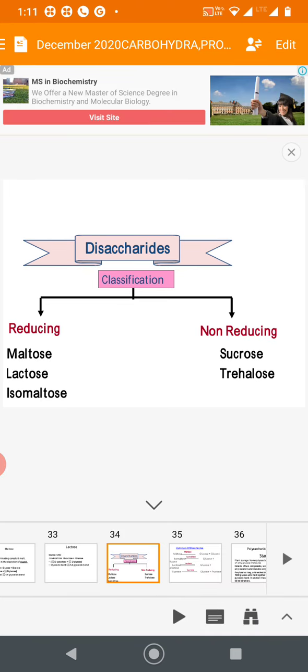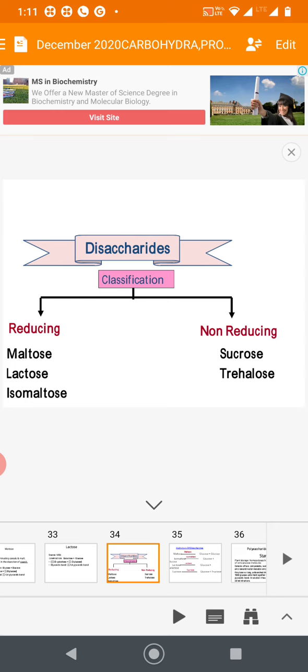But sucrose is a disaccharide which is non-reducing. The reducing property is because of the presence of a free aldehyde or ketone group in monosaccharides. These sugars, because of the presence of free aldehyde and ketone groups, are reducing agents. But sucrose and trehalose are non-reducing. In sucrose there is no free aldehyde or ketone group.